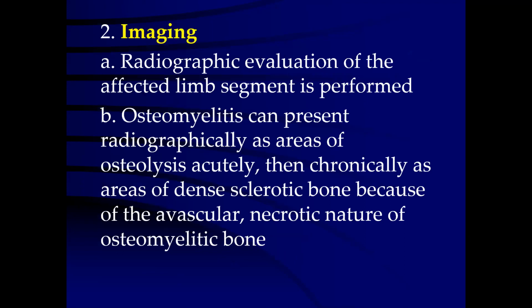What about imaging? Radiographic evaluation of the affected limb segment is performed. Osteomyelitis can present radiographically as areas of osteolysis, acutely, then chronically as areas of dense sclerotic bone because of the avascular necrotic nature of osteomyelitic bone.